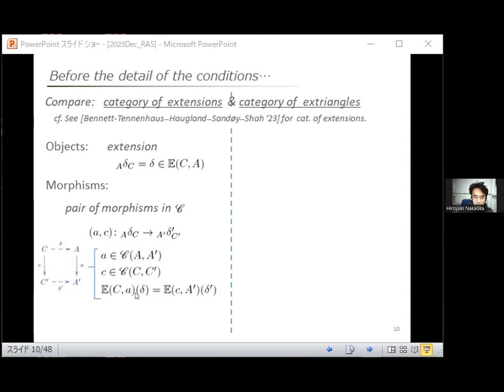We often abbreviate this a push delta in this way, namely a_* delta. And the right-hand side is abbreviated to c^* delta prime. So this equality is often written like this. Or, more briefly, in this way: a delta is delta prime c. So this is the category of extensions.